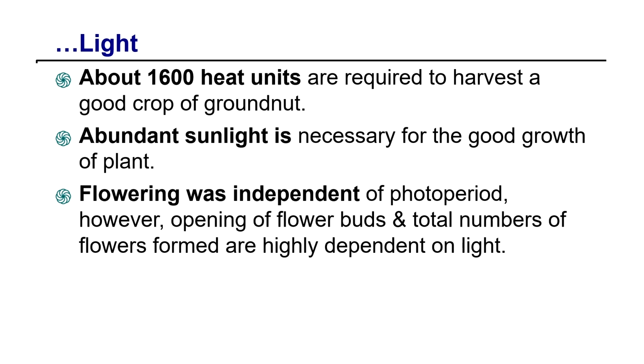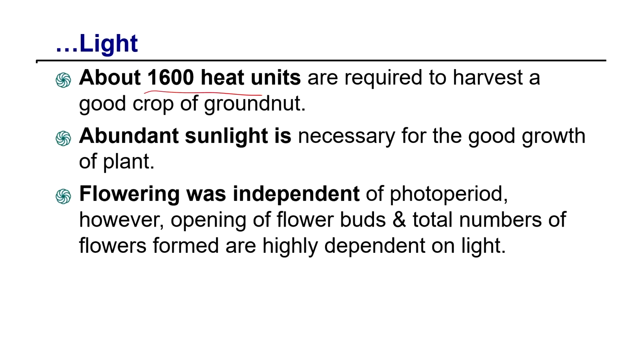About 1600 heat units are required to harvest a good crop of groundnut. Dear students, you might be knowing about the concept of growing degree days, GDD. A plant will mature only after receiving a cumulative particular heat units, particular growing degree days, then only it will complete its life cycle. So it is fixed for every species.